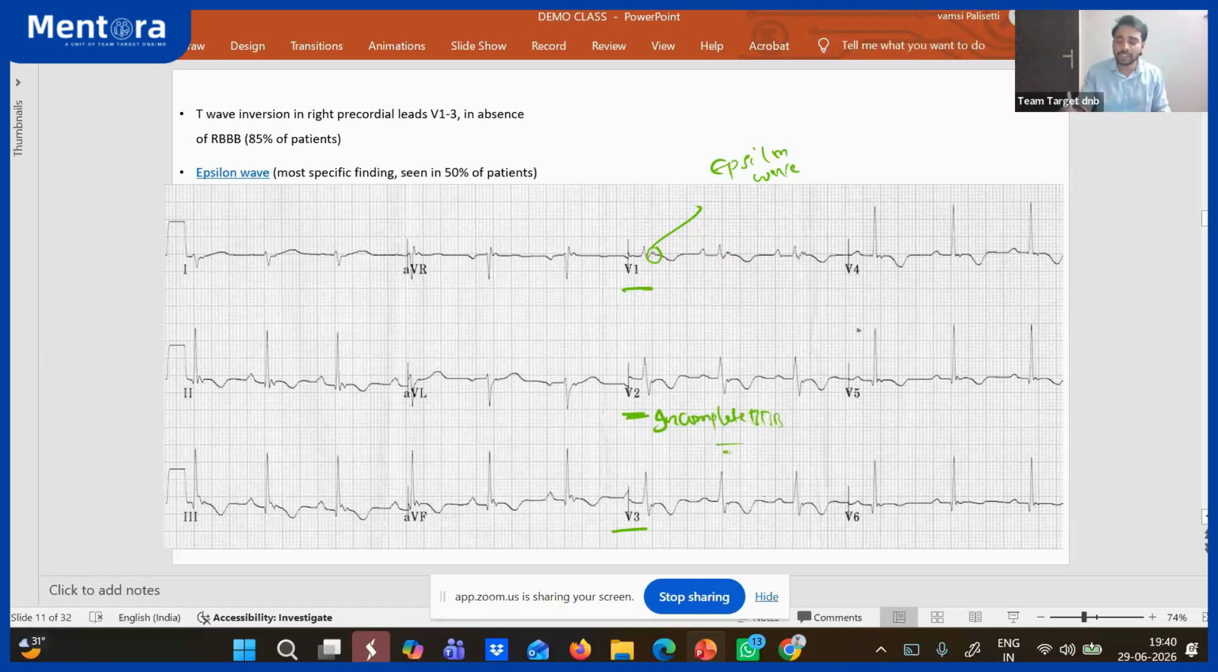Okay. This you see in case of arrhythmogenic right ventricular dysplasia, ARVD. So how do you diagnose this thing? What is going to happen in this? The right ventricle myocardium is replaced by fat.